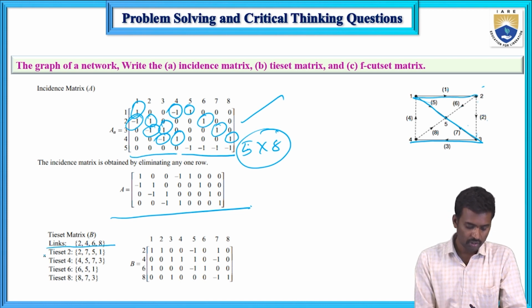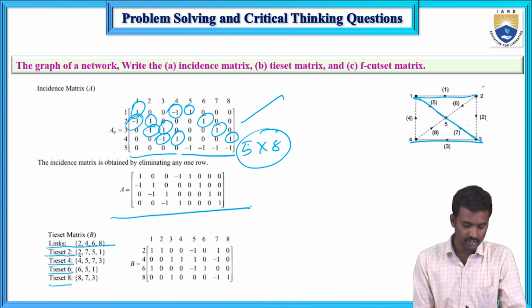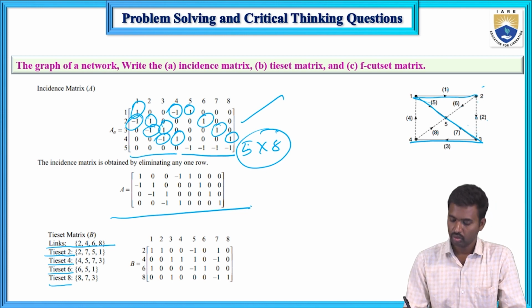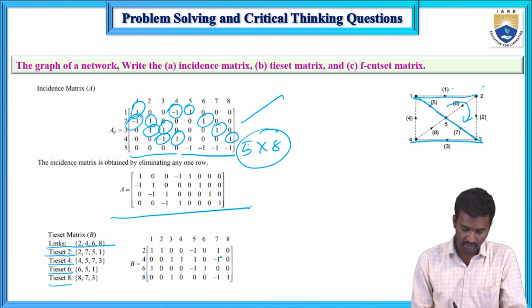So for the links 2, 4, 6 and 8, the associated branches: for link 2, the associated elements are 2, 7, 5, 1. Now this direction should be the link direction. So 2 is plus 1, 7 is plus 1 and 5 is minus 1.